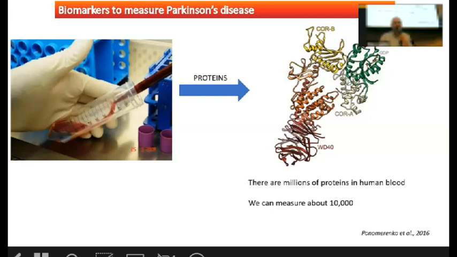But if people have gone through Simon's clinic and donated blood, what we do is we take that blood up to our lab and we start to measure proteins. Again, we're looking for the biomarkers that can tell us what might be different in someone's blood for someone who has Parkinson's disease compared to someone who doesn't.